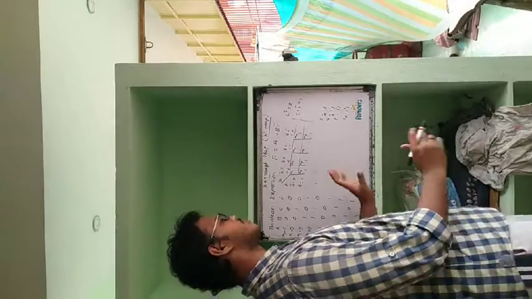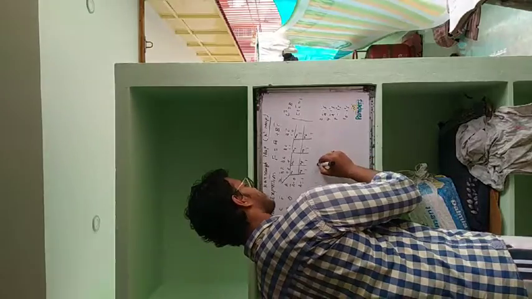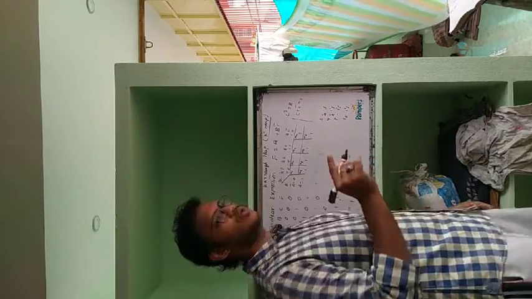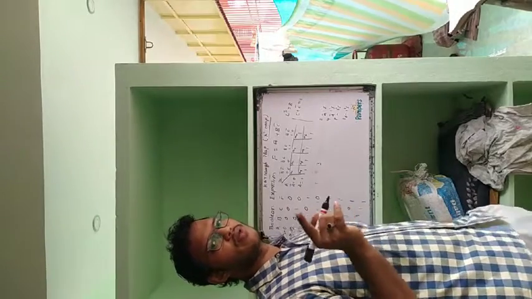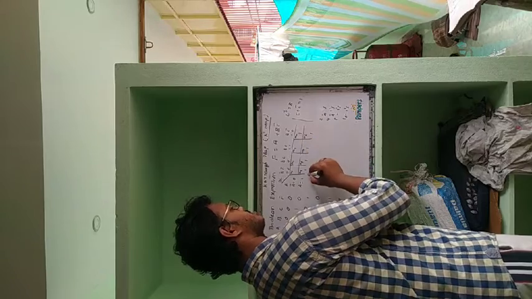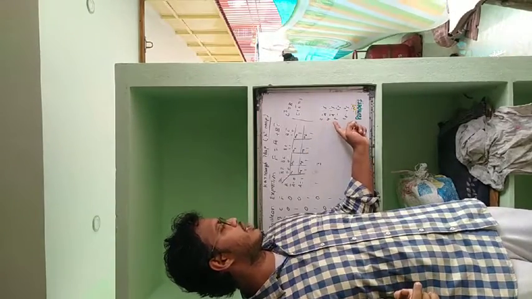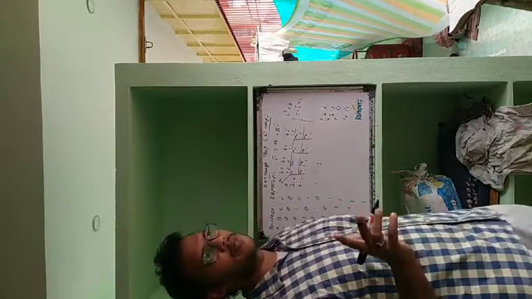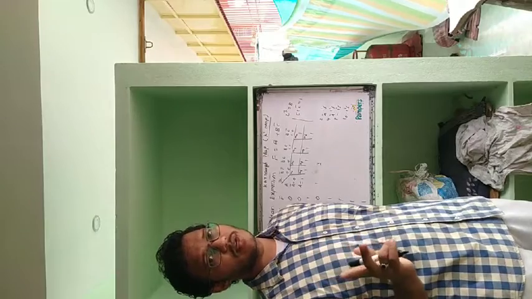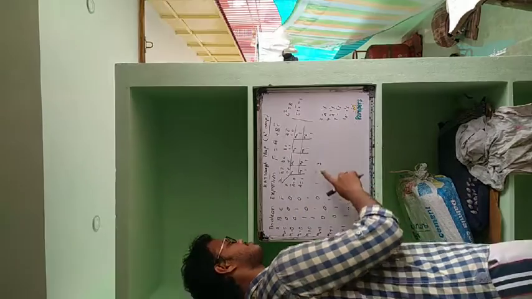So we shouldn't do the pairing of 3 1s. The pairing should not happen to 3 adjacent ones, like this. The pairing should happen to 2 1s, 4 1s, 8 1s, 16 1s, like that. The pairing should not happen to 3 1s, 5 1s, 7 1s, not like that.